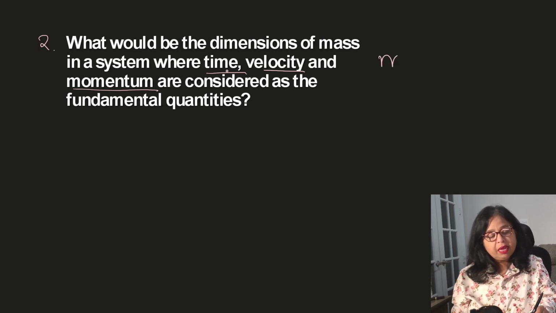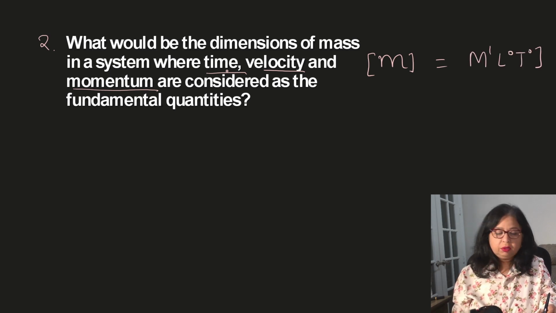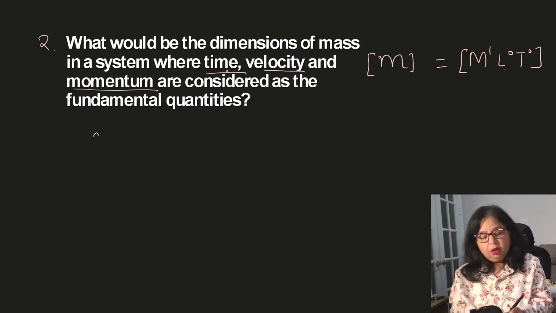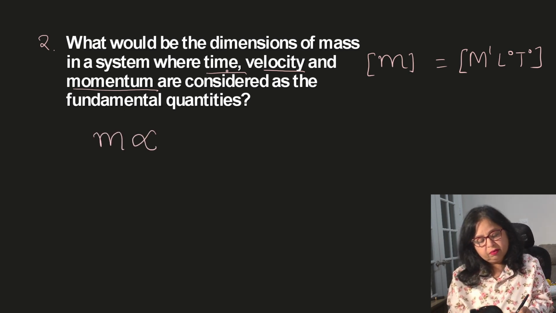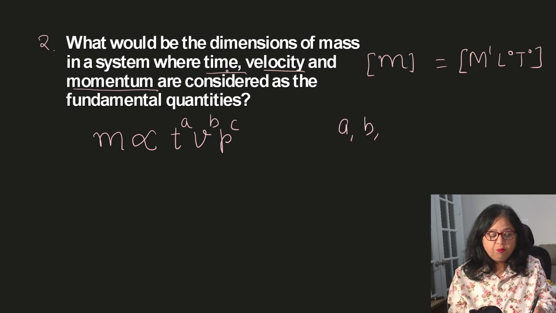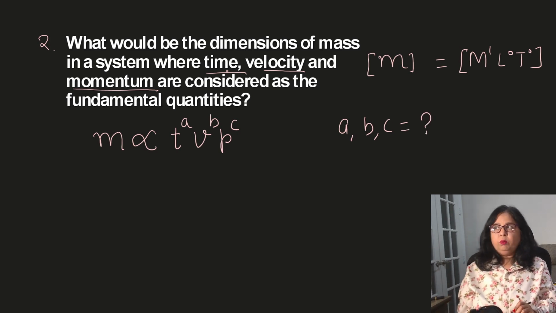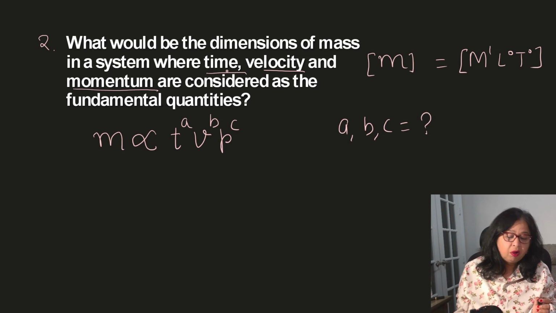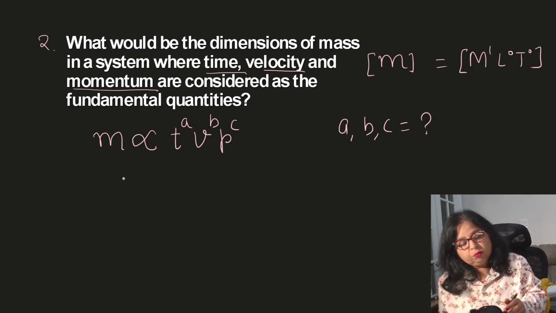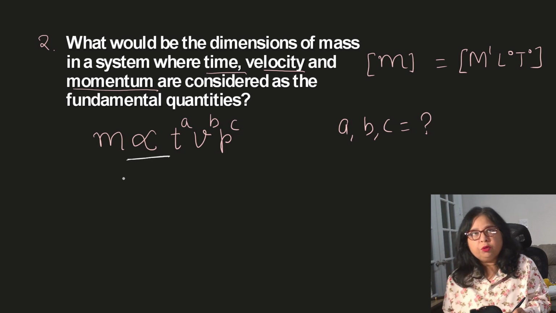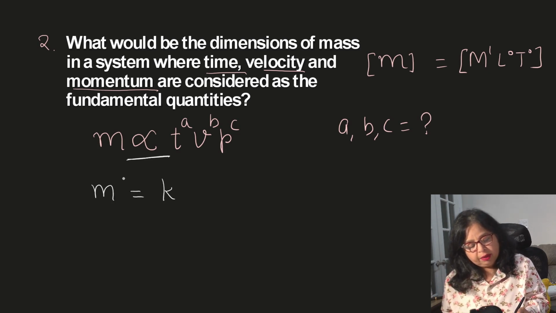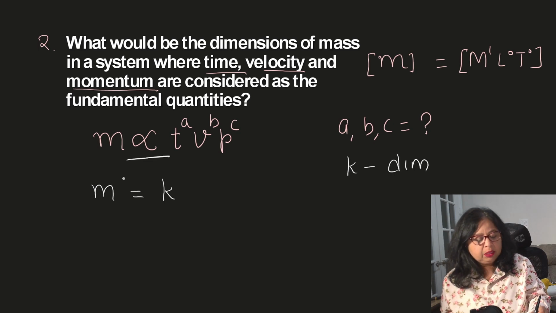Now you'd know that the mass in terms of mass, length, and time is M1 L0 T0. We know this. But here we are told that this mass is proportional to what? Time t, velocity v, and momentum p. And these powers are a, b, and c. So if we could determine this a, b, and c, we have cracked the problem. That's all we are asked to solve for. So in all such problems, you remove the symbol of proportionality and you introduce a constant k. And this constant k is a dimensionless constant.